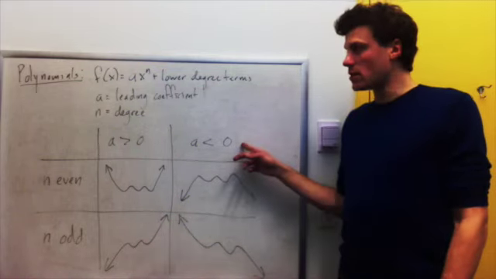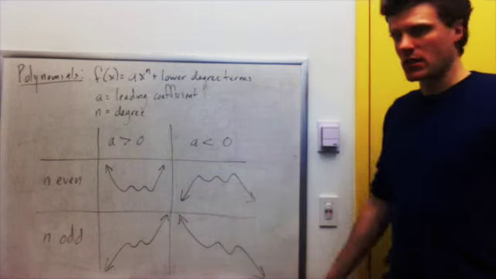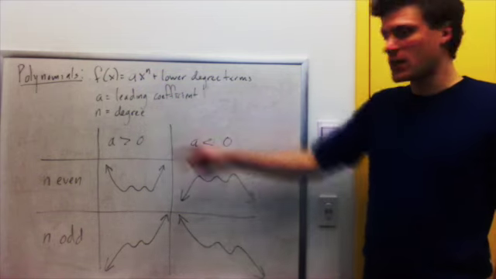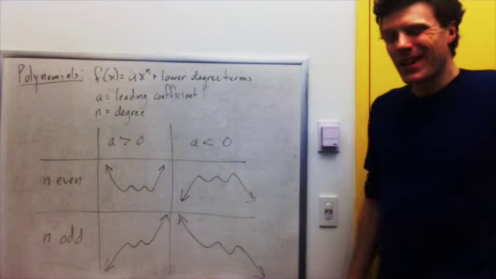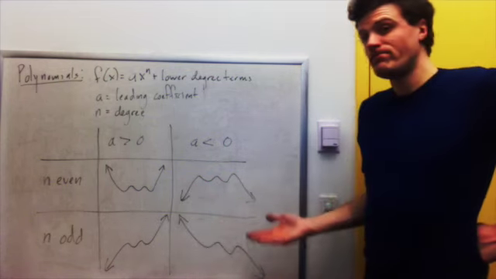If the leading coefficient is negative, then it starts up and ends down. So the limit as x goes to negative infinity is positive infinity. The limit as x goes to infinity is negative infinity. I like to call these happy, sad, up, down.